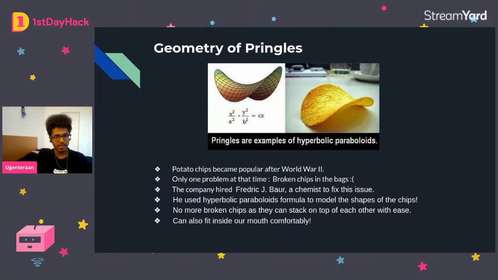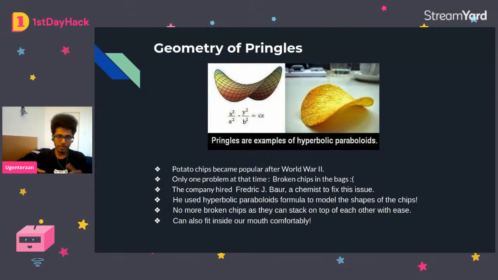So the company hired a chemist called Frederick J. Baur to fix this problem. Frederick J. Baur was also very good at mathematics. He spent 2 years coming up with a solution. His solution was to use this hyperbolic paraboloid, a geometric shape, in the design of the chip.